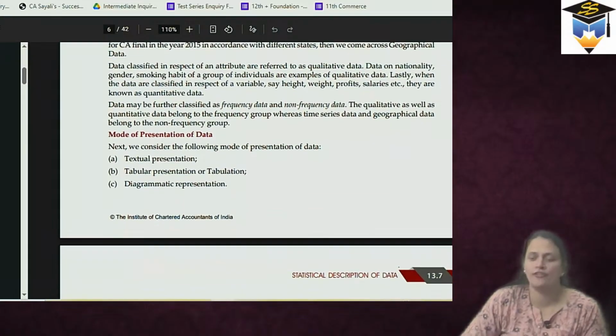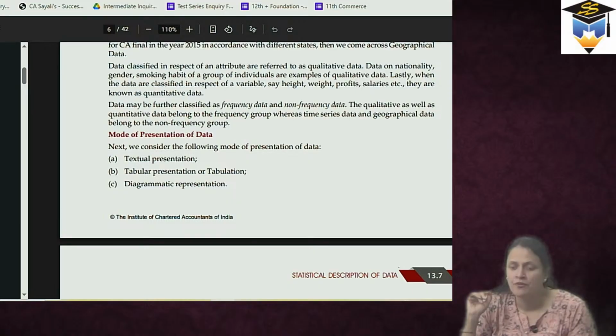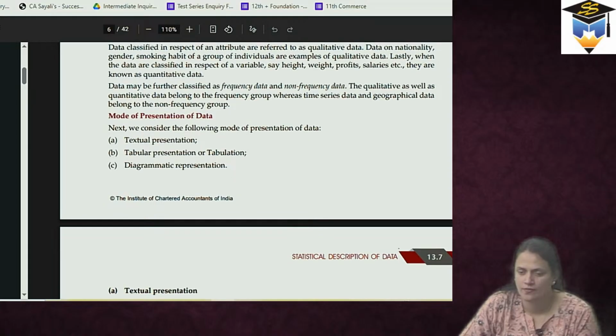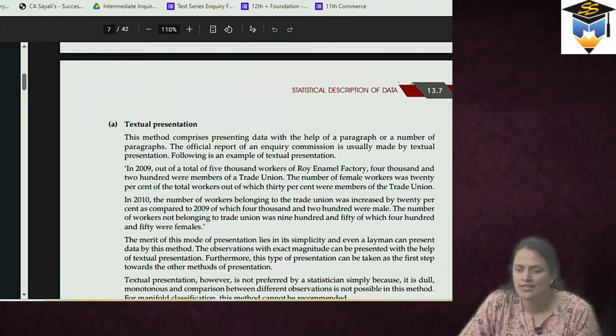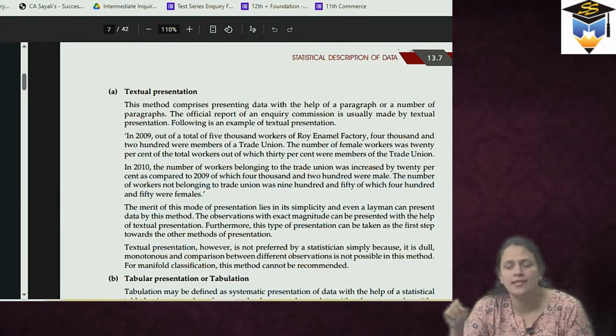Now, mode of representation of data. Now this is important, and this is the base. First is the textual representation. Second is a tabular presentation or tabulation. And third is the diagrammatic representation.